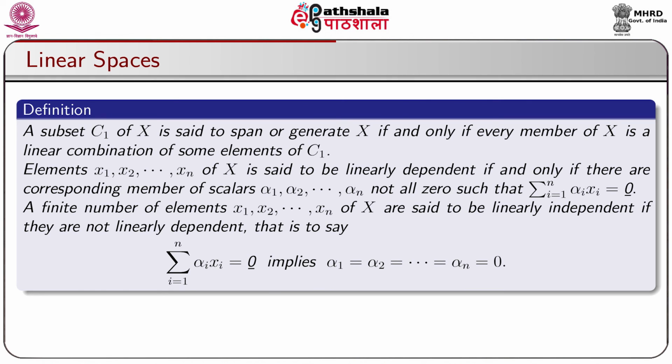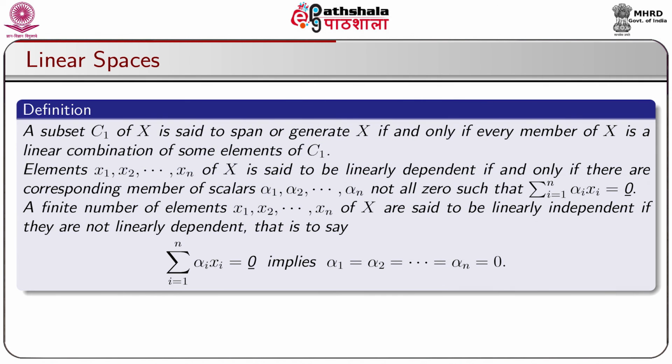A subset C1 of capital X is said to span or generate X if and only if every member of X is a linear combination of some vectors of C1. That means X is spanned or X is generated by C1.